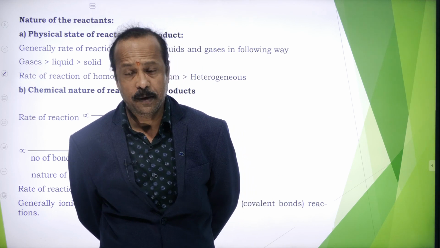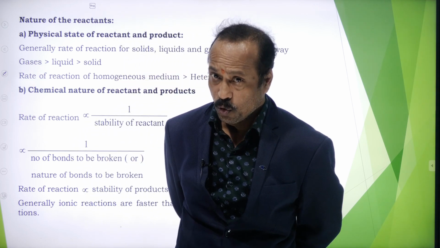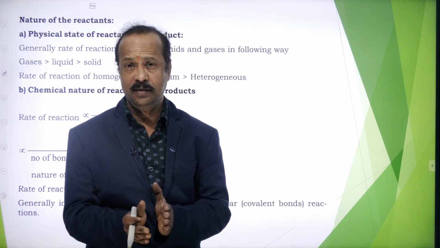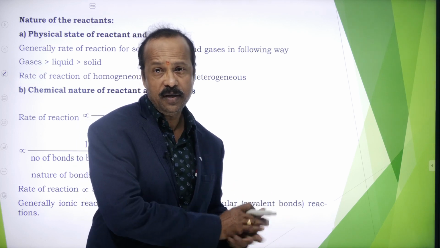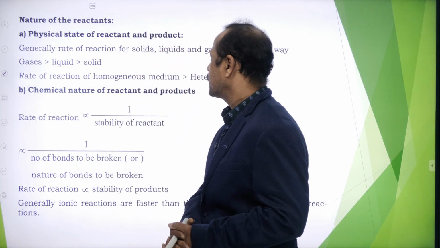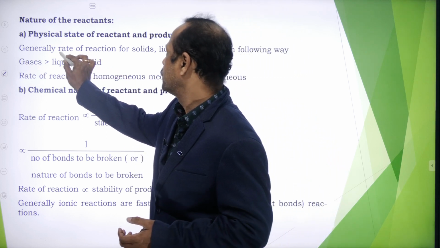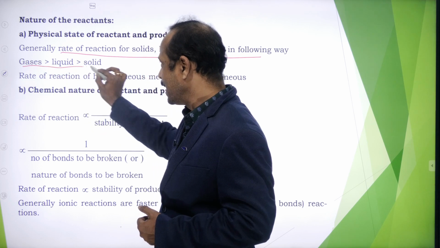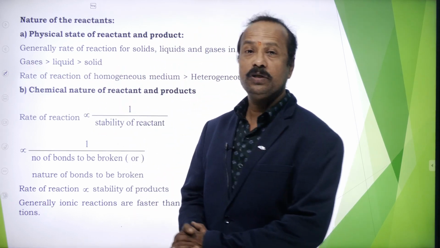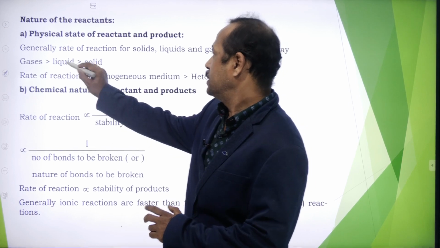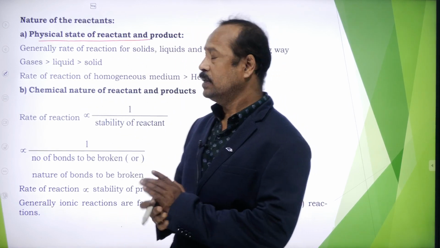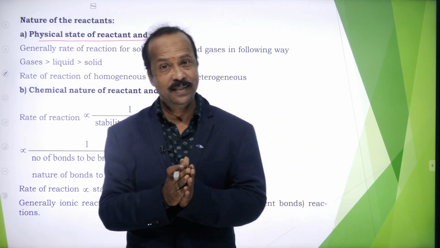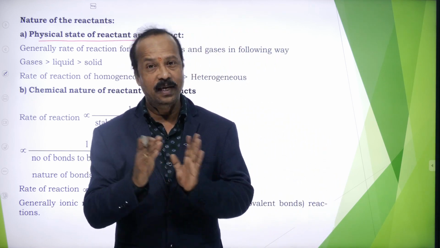Generally the rate of reaction is higher in gases when compared to liquids, and higher in liquids when compared to solids. So for the physical state of the reactants and products, the rate of reaction for solids, liquids, and gases follows this way: gases are greater than liquids, which are greater than solids. This is about the physical state of the reactants. During the physical state, the rate of reaction in gases is greater than liquids, than solids.